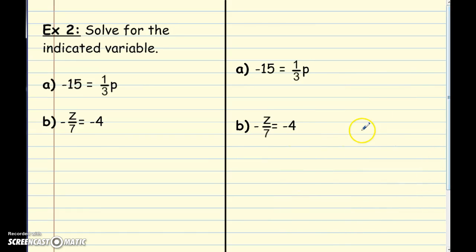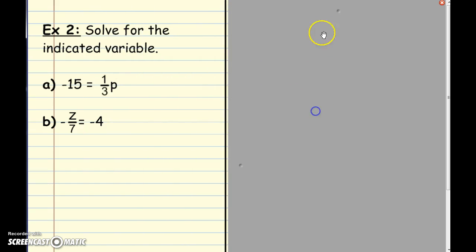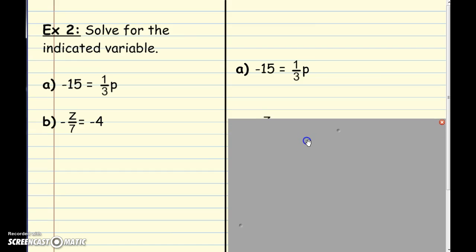All right, last two examples, and then we'll get you on your way to write your summary. So just like the first two, we're going to solve each of these for the indicated variable, and our first equation is negative 15 equals 1/3 p, and we know that when a number is next to a letter, it means to what? It means to multiply.